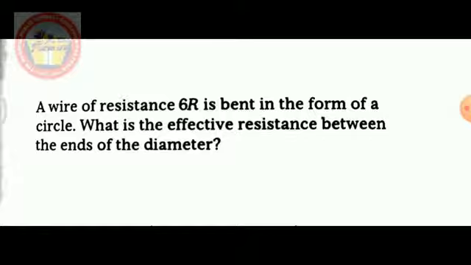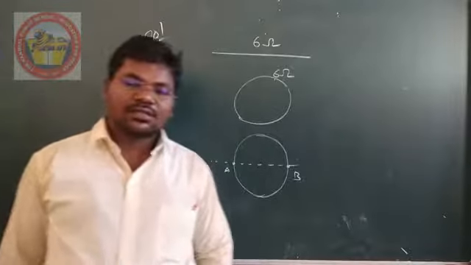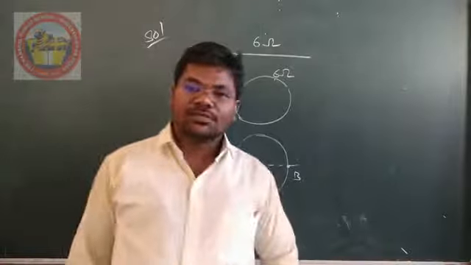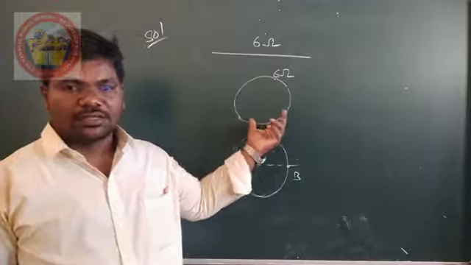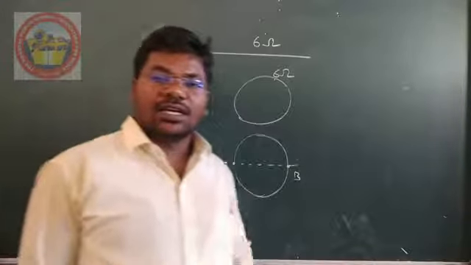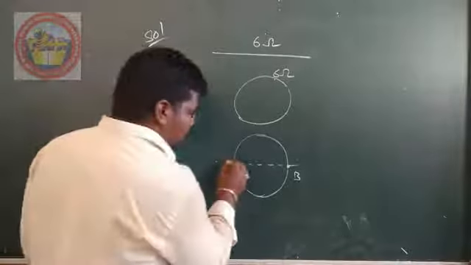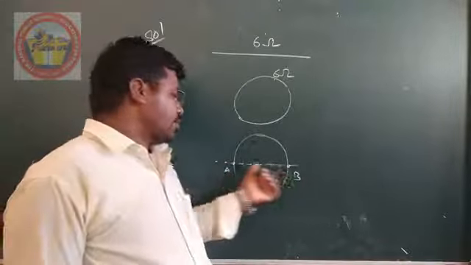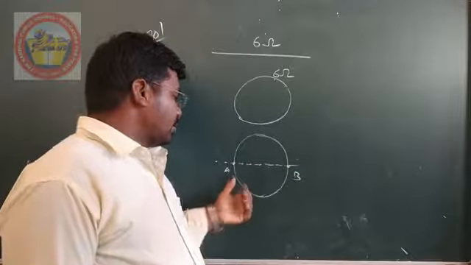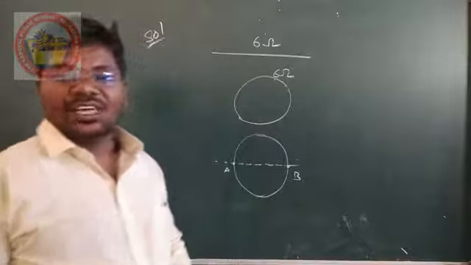A wire of resistance 6 ohms is bent in the form of a circle. What is the effective resistance between the ends of a diameter? Solution of the problem: first, they have given a wire having 6 ohms. That wire is bent like a circle. Then we have to find the effective resistance along the diameter. This dotted line is the diameter, and along the diameter we have two points A and B. Between A and B, what is the effective resistance?